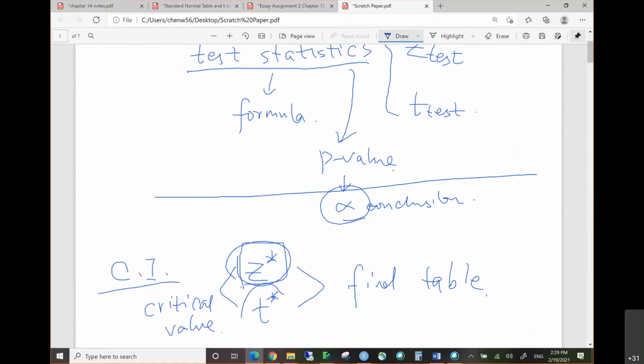The T star, that means you need to combine the degree of freedom and alpha over 2, which is 1 minus the confidence level divided by 2 to find your T star. You still don't need any formula. You don't need to calculate anything to get this T star. Right? So you see the difference?